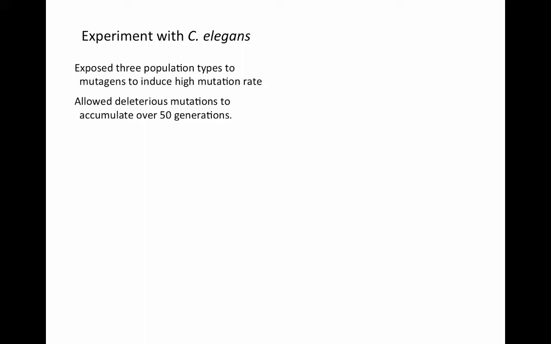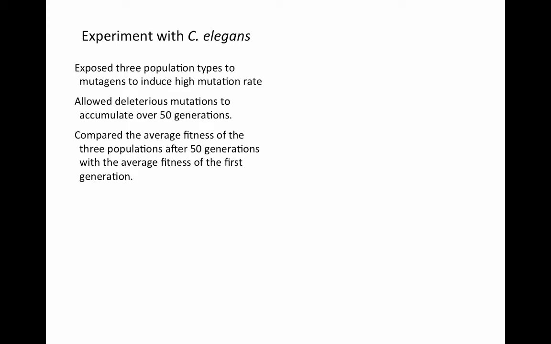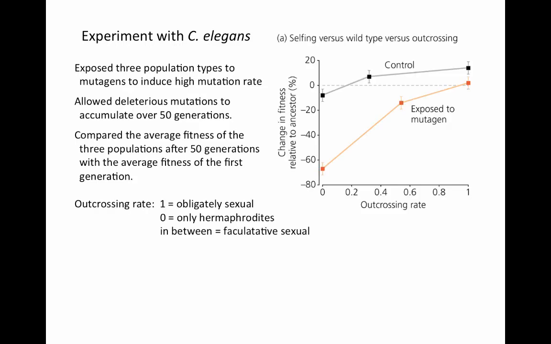50 generations. So they then compared the average fitness of the three populations after 50 generations and compared them with the average fitness of the first generation in each of those three population types. And here's what they found.